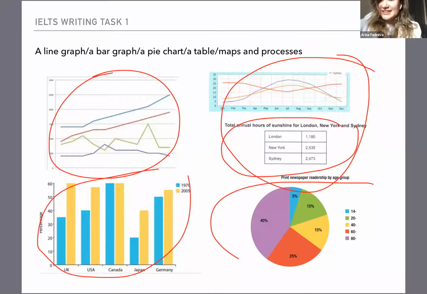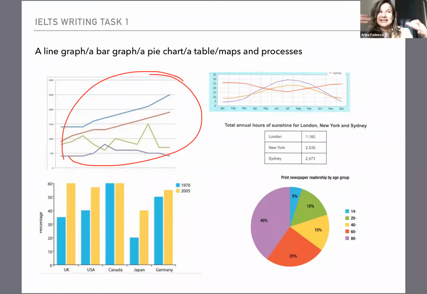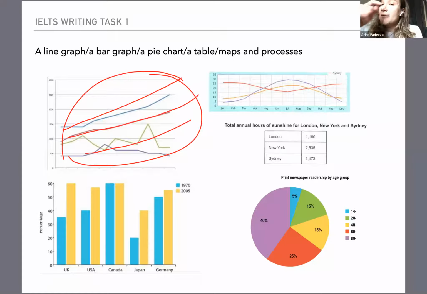All right, let me delete everything. Sorry, clear. All right. So we'll focus on line graphs because it's easier to explain how to use the vocabulary, how to describe a graph. It's not that hard. And the easiest trick here is that you can use the same vocabulary for all types of graphs. Everywhere where you see a trend, what is a trend? It is the difference in numbers for a certain period of time.